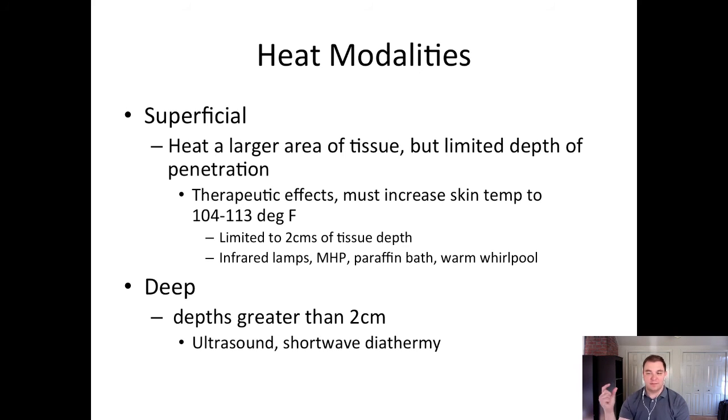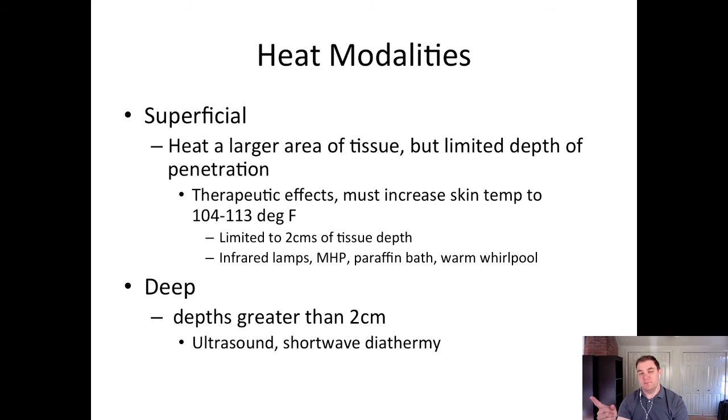So just like ice, when you place an ice pack on somebody, that picture that you saw, that chart, we're probably cooling their fat, maybe the first layer of muscle. With heat, same thing. The superficial heat, 2 centimeters is not very much. So you place a hot pack on a patient's hamstrings, you're heating their skin, their fat, and that's about it. Maybe the superficial layer of muscle, if you're lucky.